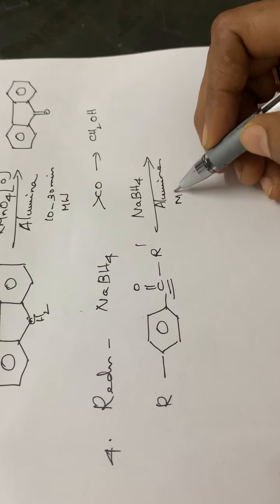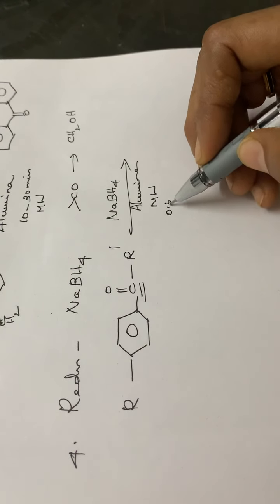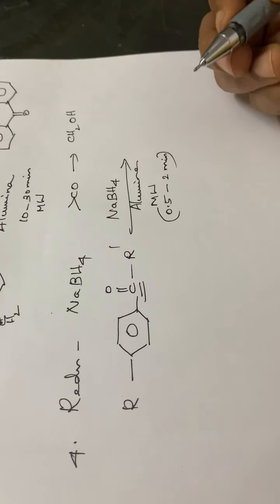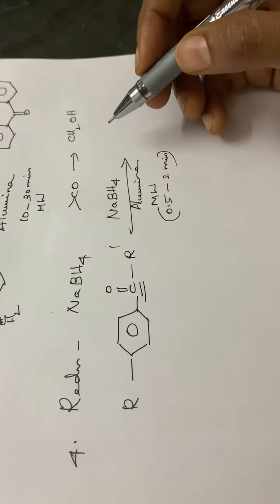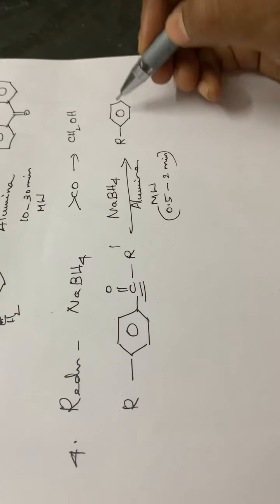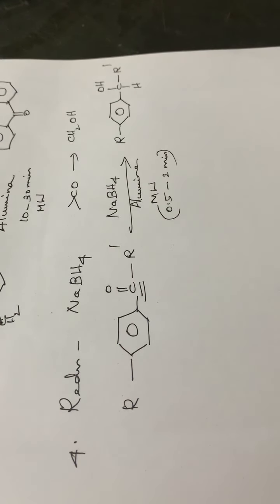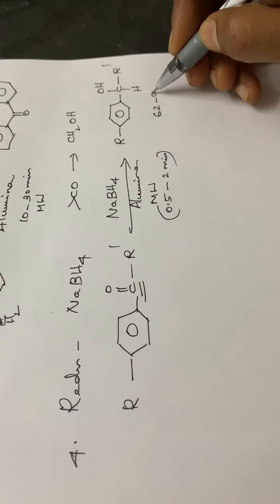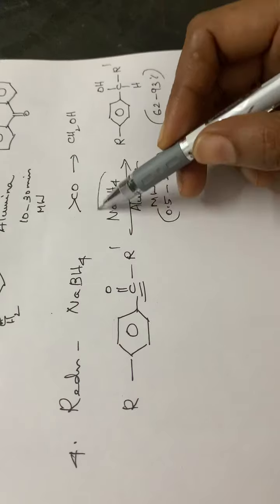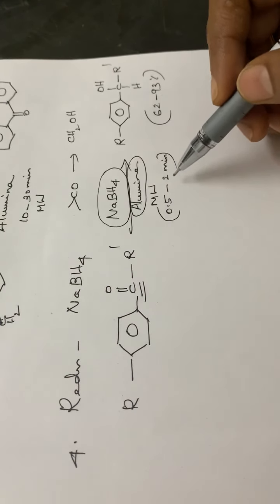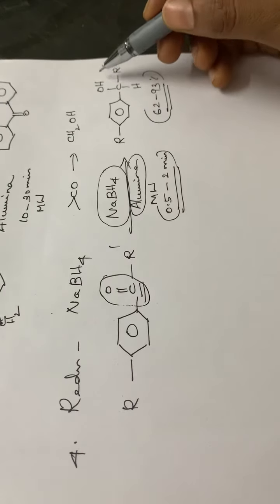In presence of alumina, and microwave radiation is passed through it, or it will be conducted in a microwave oven, and the time taken will be between 0.5 to 2 minutes. Within that fraction of a second itself, the reaction will be completed, and the product will be, see the CO group is converted to CHOH. So R C6H5, then C, here it will be OH, then R dash H, that is CHOH R dash. The yield will be about 62 to 93%. The CO group is converted to CHOH.